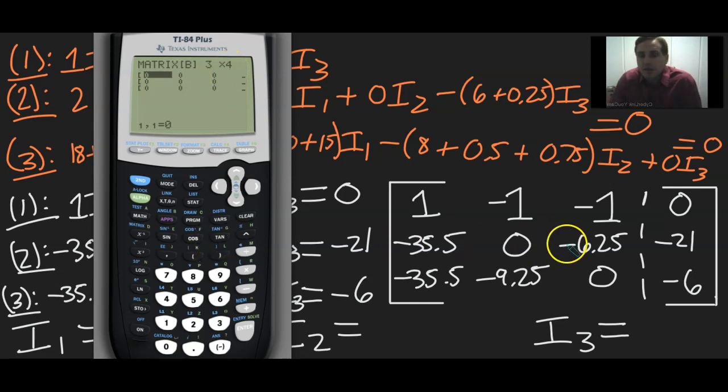So we should be able to type the coefficients in. 1, -1, -1, 0, and then -35.5, 0, -6.25, and then -21. Then -35.5, -9.25. If we just want a 0, we should just be able to hit enter, because by default those are zeros. So just enter, and then the last entry should be -6. Okay, so now we should do second quit.